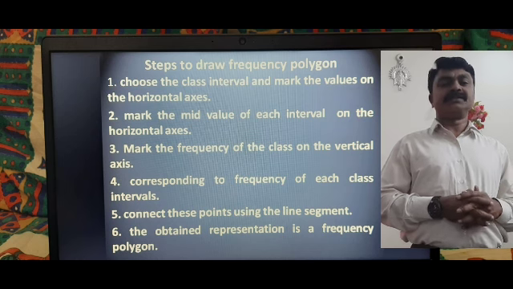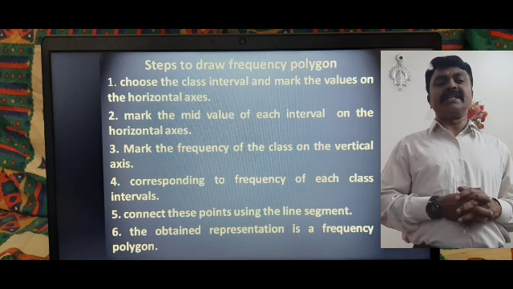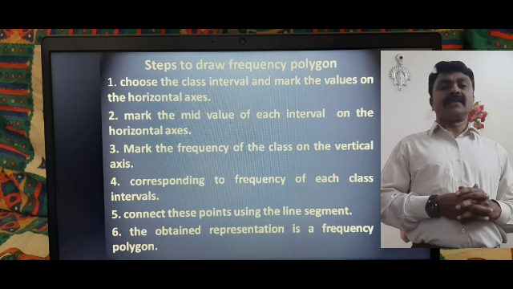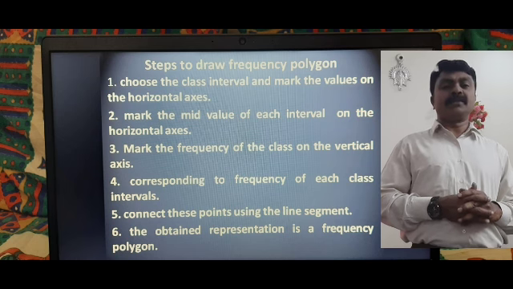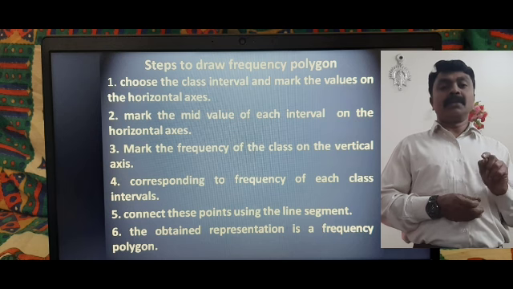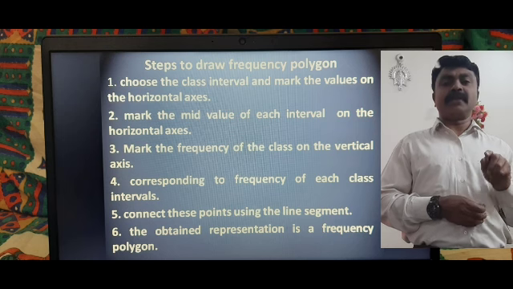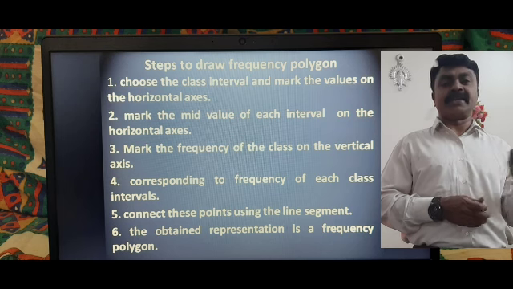The second step is to mark the mid value of each interval on the horizontal axis. For example, 0 plus 10 is equal to 10, divided by 2, finally we get 5. Mark it as the mid value. Find the mid value of each class interval, calculate it, and then mark it horizontally.